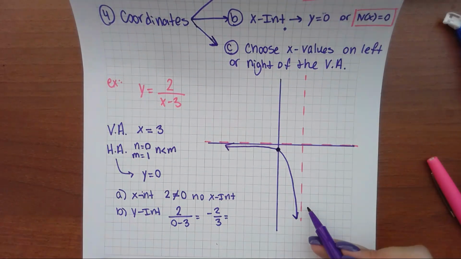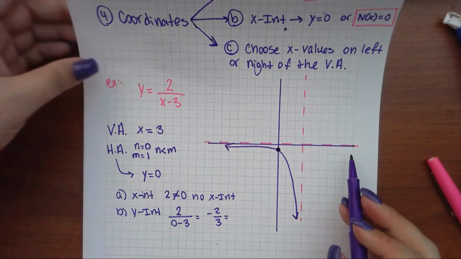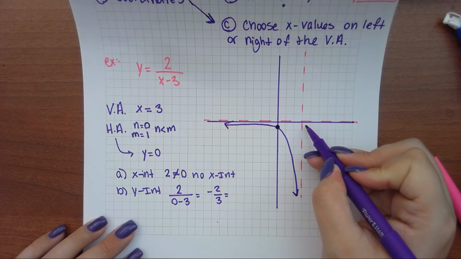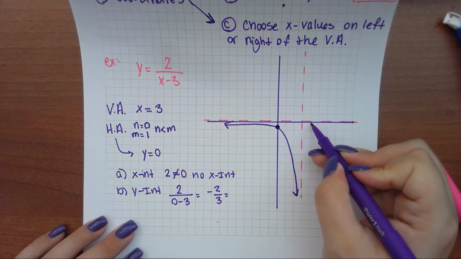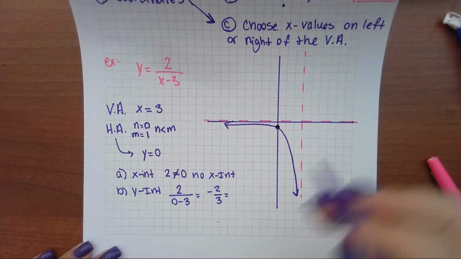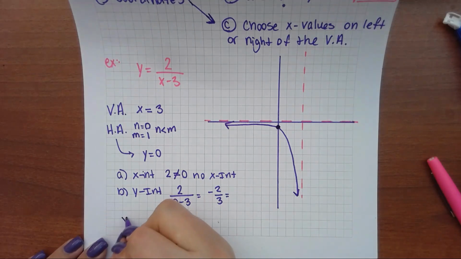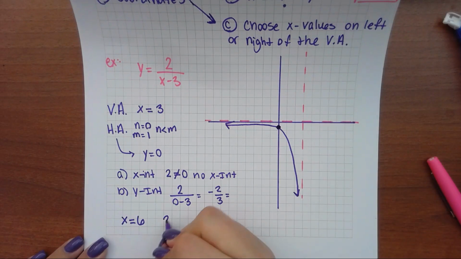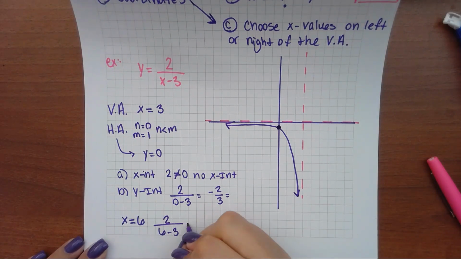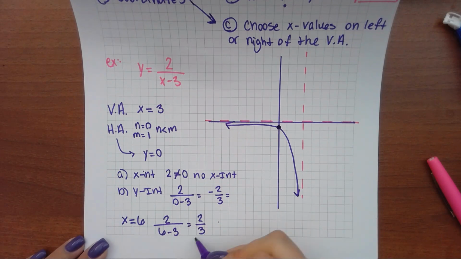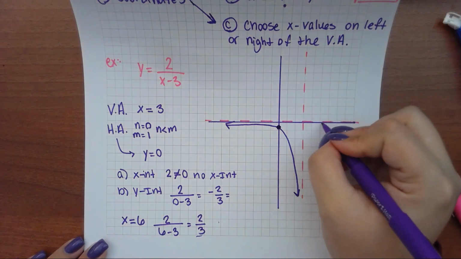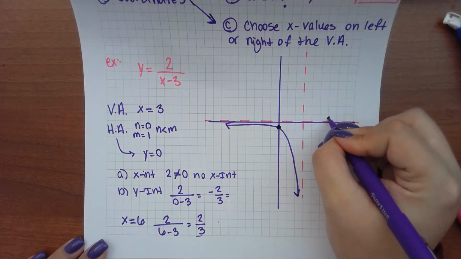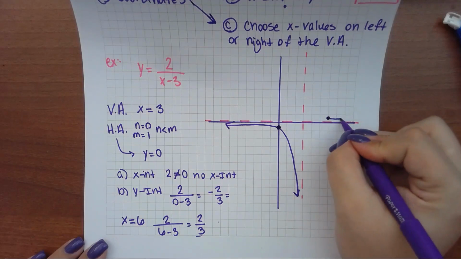So now I need to know what's happening to the right of my graph. Well, my asymptote is at 3. Then I can pick something at 4. I could pick something at 5. I actually chose 6 for this one just to be random. But I chose x equal to 6 because that's to the right of my asymptote. 2 divided by 6 minus 3 gives me 2/3 as well. So this is a positive 2/3. So at 6, 1, 2, 3, 4, 5, 6, I'm at positive 2/3. And I just graph it there, and then I can just draw my graph in that quadrant.